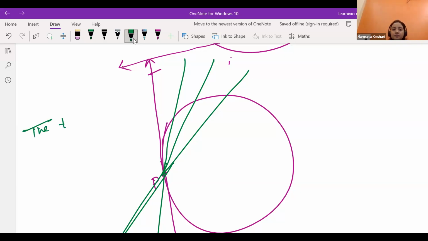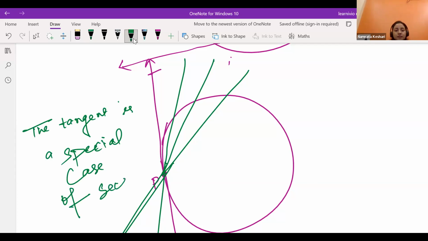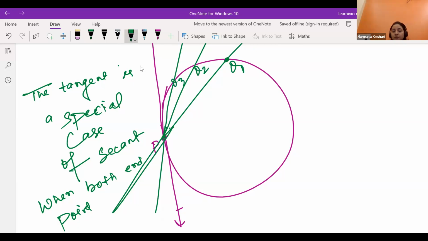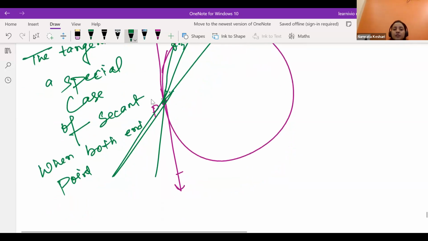The tangent is a special case of secant when both end points coincide. End point का मतलब है कि जो intersecting points हैं P and suppose ये Q1, या फिर P and suppose ये Q2, या फिर P and suppose ये Q3, ये दोनों end point हैं, P and Q1 और मे बी P and Q2, ओके? ये end points हैं when both end points coincide.